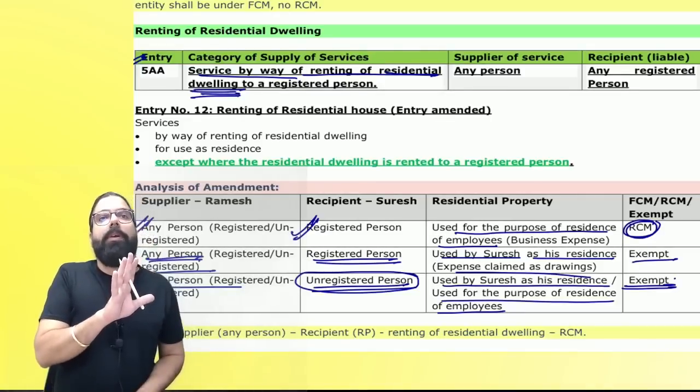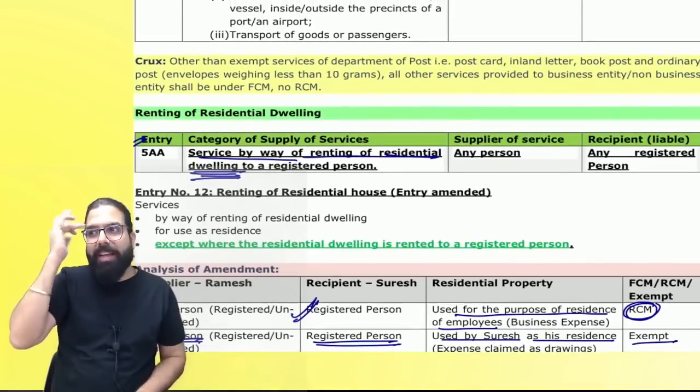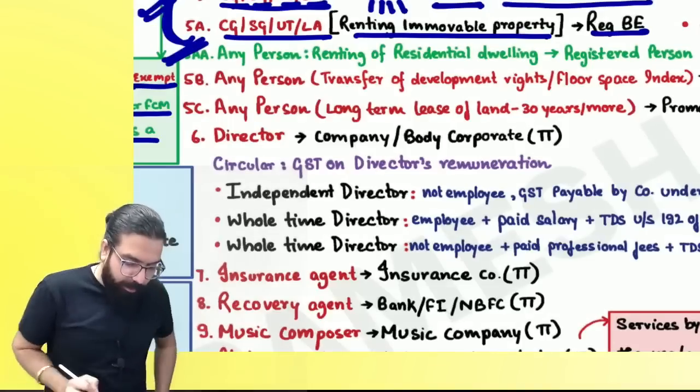RCM will come. Are we clear, everyone? Now, in the exam, if they tell you business expense, not business expense, please see the intent. Is there 100% clarity? Chalo, please come back, everyone.